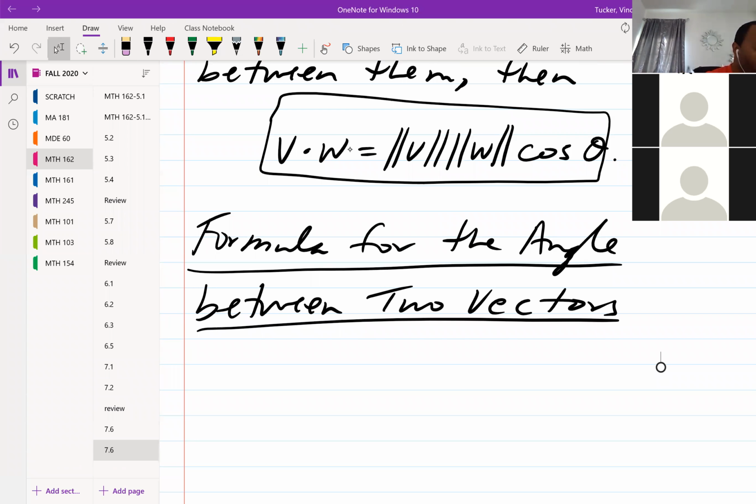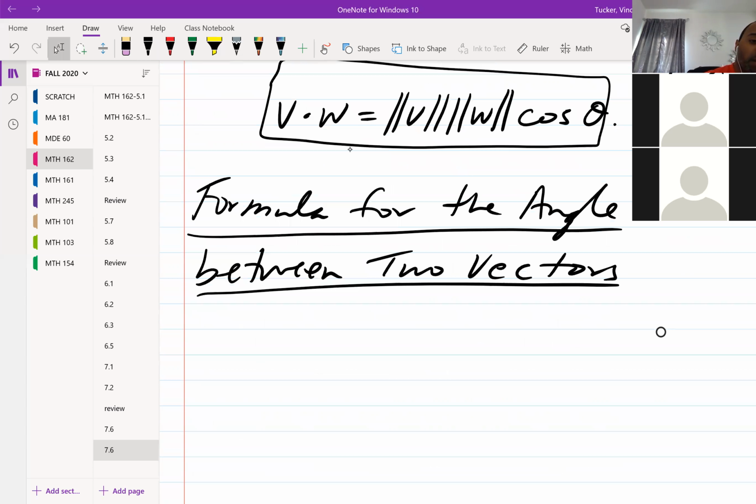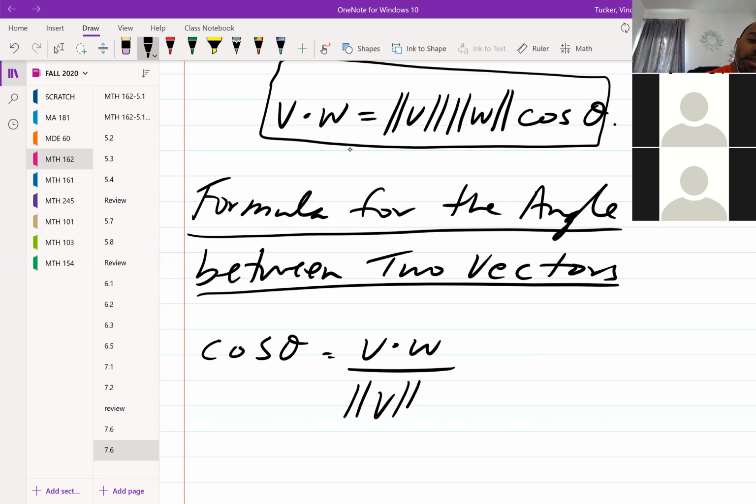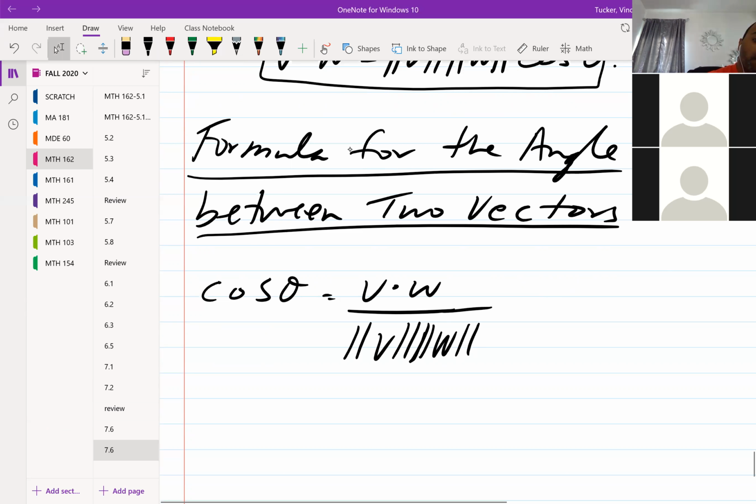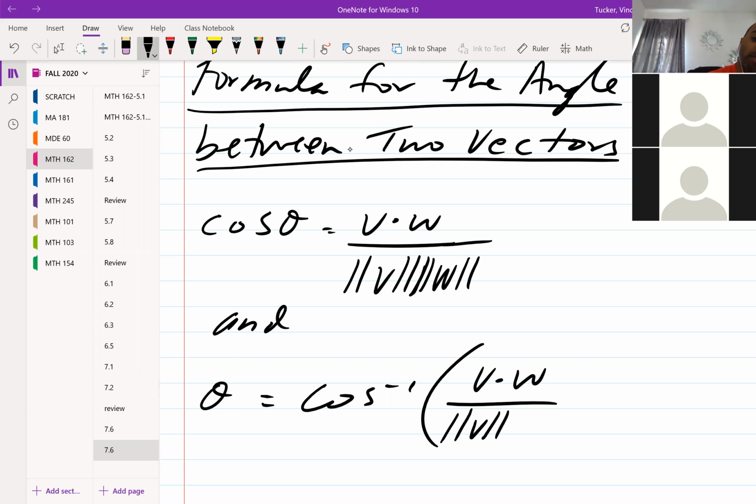All right, taking the same thing from what we just said as far as what V, W, and theta are. Cosine theta. All you're doing is taking that and solving it for that theta. And so that means theta is going to be equal to cosine inverse of V dot W over the magnitude of V times the magnitude of W.